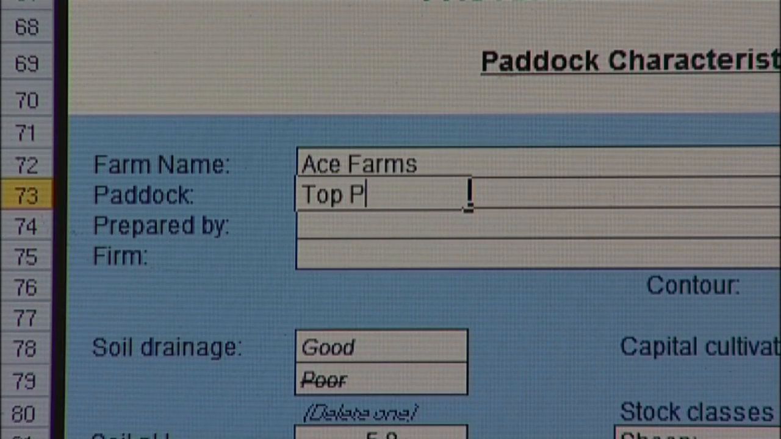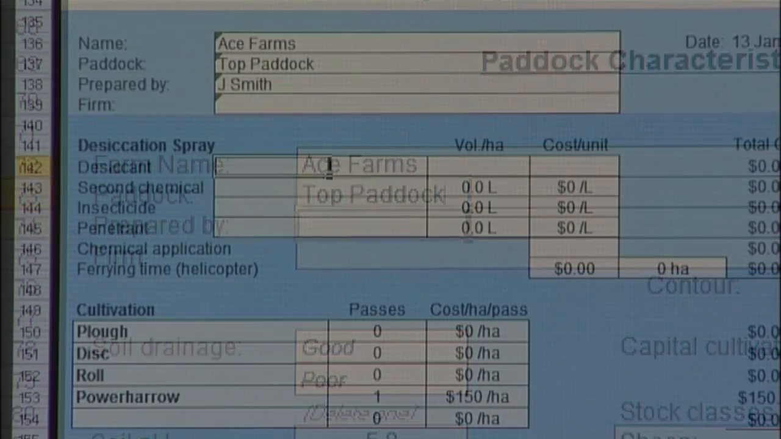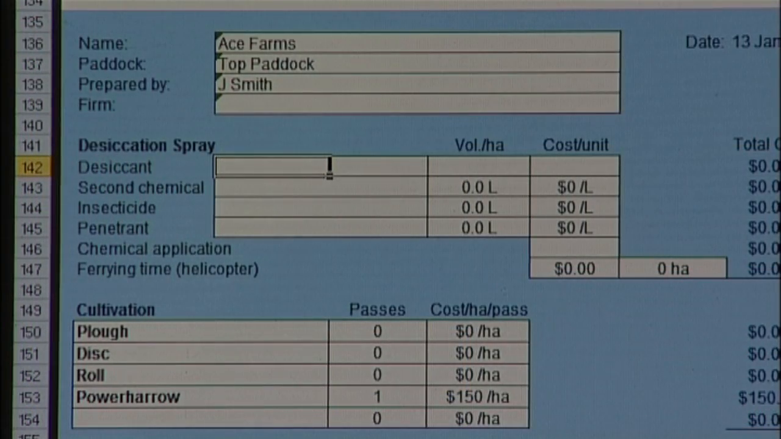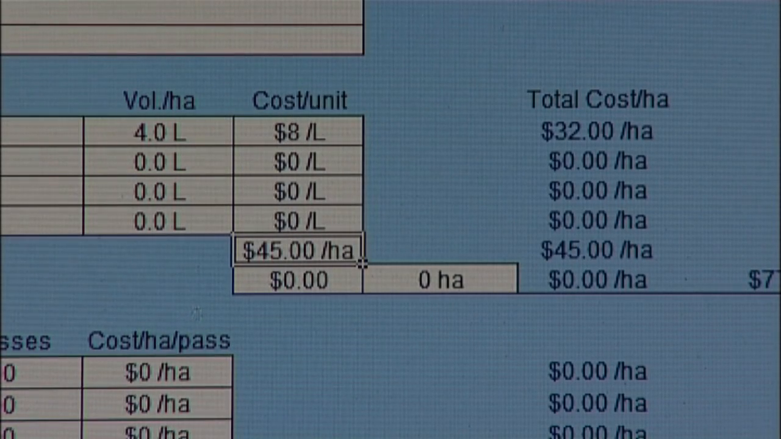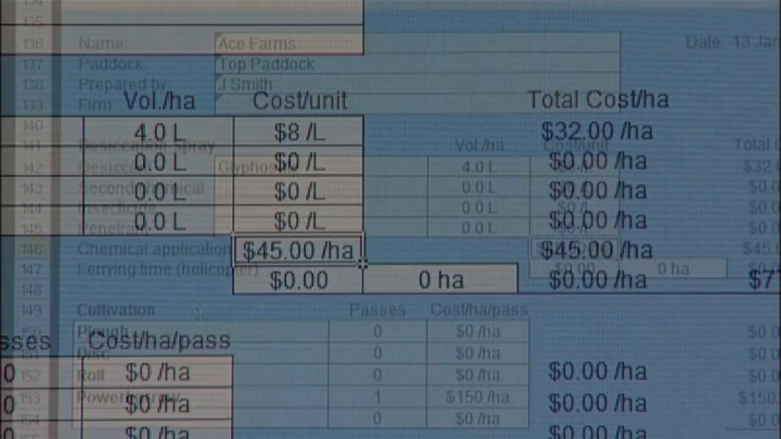Completing the name and paddock details at the start will provide a reference for the future. The first item is desiccation spray. In some situations this may not be part of the process, so it can be skipped over. If it is a part of the process, then type in the name of the chemicals that will be used, for example glyphosate, the rate per hectare and the cost per litre. This will automatically calculate the cost per hectare.